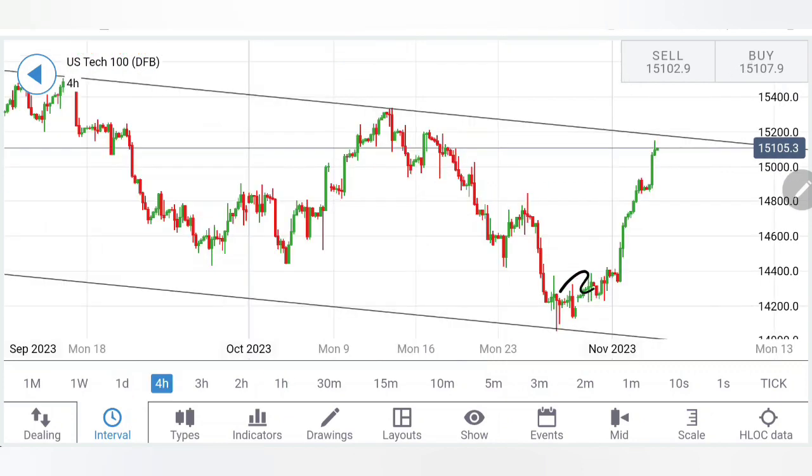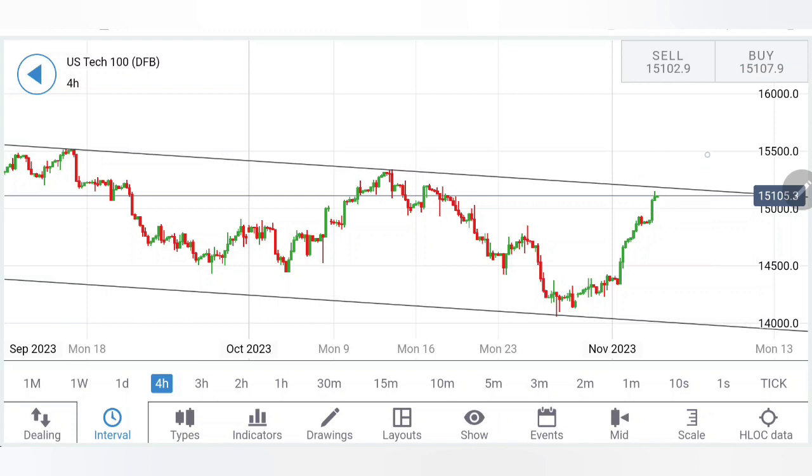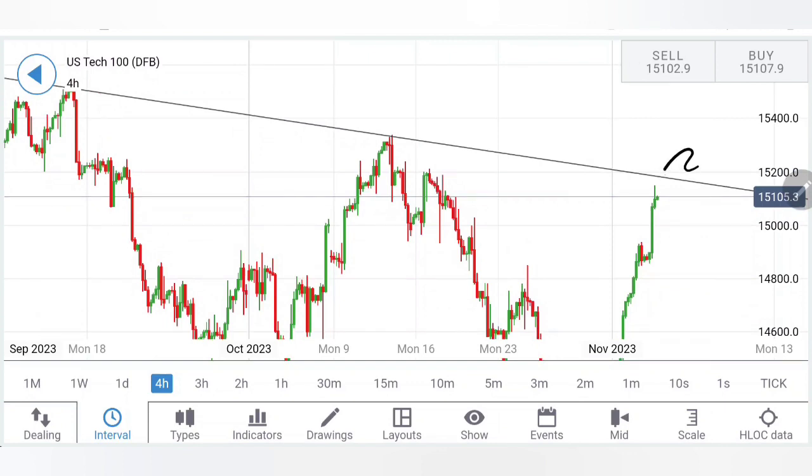If you look at the 4-hour chart, this was the breakout here at 14,400, and since then we have seen it trailing consistent, and it has seen a high of 15,150 levels. Now once it stays above 15,200, that is the top of the channel, you can say that the prices are turning bullish and this should be treated as a breakout.